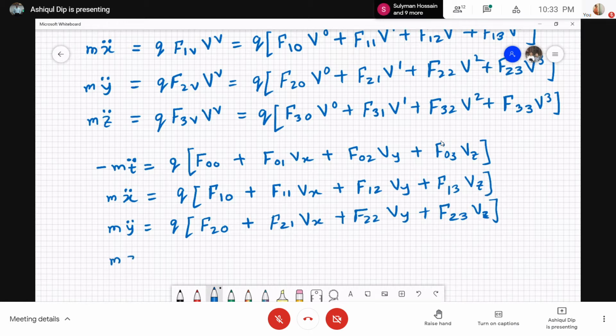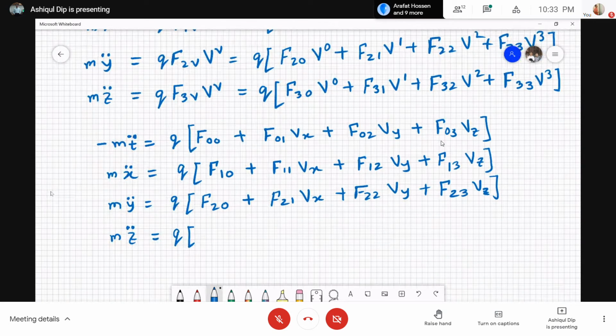And m z double dot is q f30 plus f31 vx plus f32 vy plus f33 vz. Great. So this is the expansion when we're doing 4 dimensions.